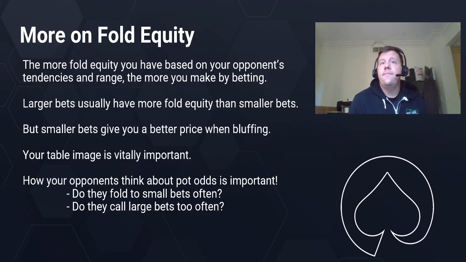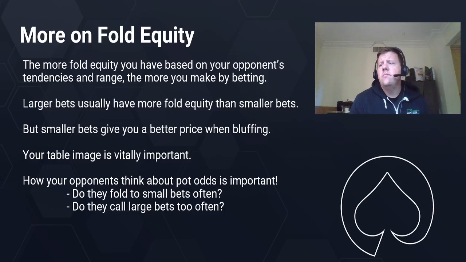yourself on a bluff. Your table image is pretty important. Do people perceive you as an over-aggressive player, a very passive player, a very tight player? All these things feed into how much fold equity you have, how much your opponents are going to call you when you bet. So knowing these types of things is very important to understanding your fold equity.